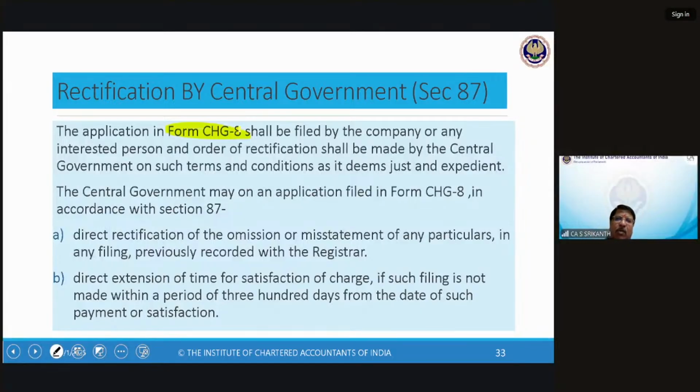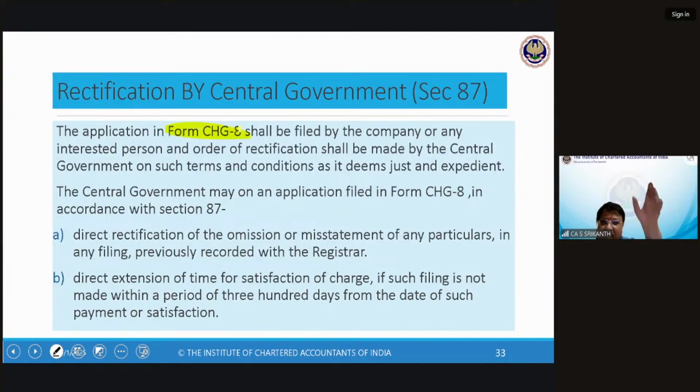Okay? The Central Government may, on an application filed in Form CHG 8, in accordance with Section 87, direct rectification of the omission or misstatement of any particulars in any filing previously recorded with the Registrar. Direct extension of time for satisfaction of charge if such filing is not made within a period of 300 days from the date of such payment or satisfaction. So remember, 83 should be read with 87.